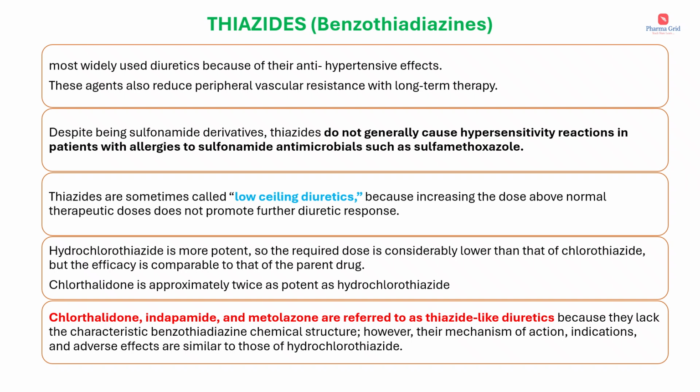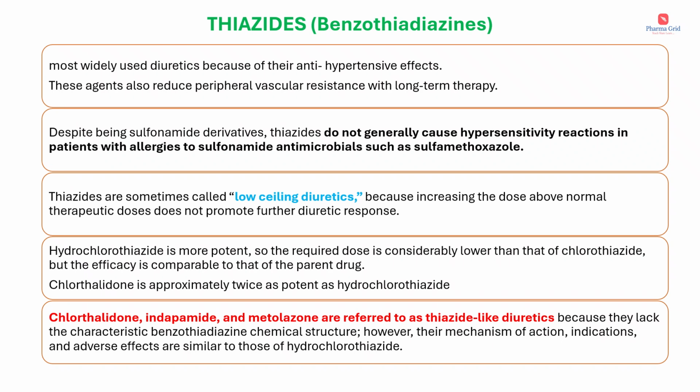First, we will see about the thiazide diuretics. They are also known as benzothiazines based on their chemical structure. They are the most widely used diuretics because of their antihypertensive effects. These agents also reduce peripheral vascular resistance with long-term therapy. Despite being sulfonamide derivatives, thiazides do not generally cause hypersensitivity reactions in patients with allergies to sulfonamide antimicrobials such as sulfamethoxazole. Thiazide diuretics are sometimes called low ceiling diuretics because increasing the dose above normal therapeutic doses does not promote further diuretic response. Hence, these thiazide diuretics are also known as low ceiling diuretics.